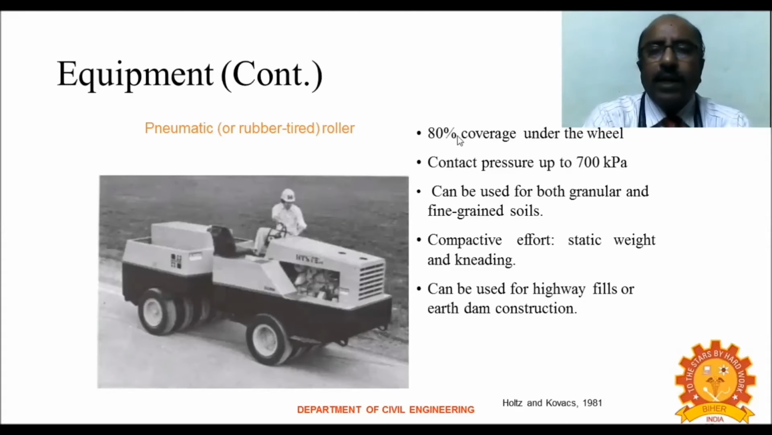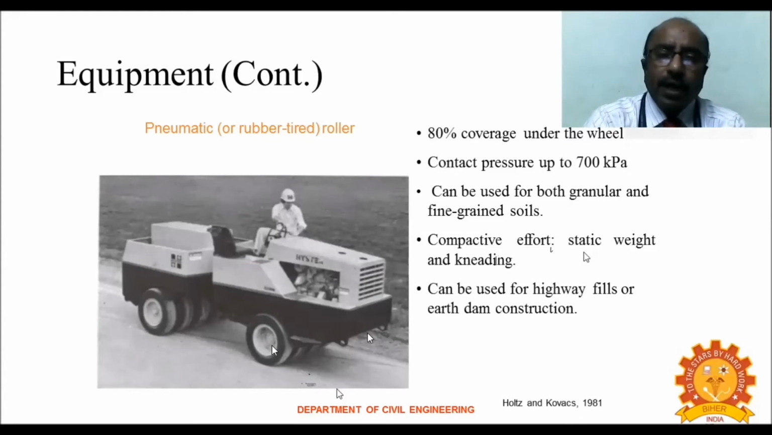This covers only 80% under the wheel. The contact area is only 80%, whereas the contact pressure is up to 700 kilopascal. Now, this can be used for both granular and fine grained soil. And here, the compactive effort is static weight and kneading. Kneading means blending or mixing the soil.